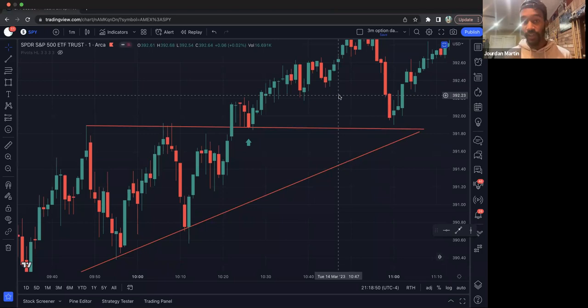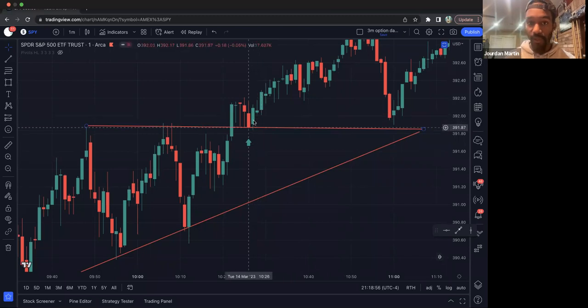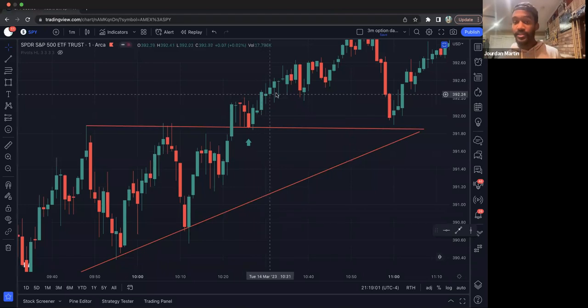Sometimes I'll even break it down to a 30-second chart. So I'm not looking for a long move. I'm looking to get in right here and catch that. Boom. Those three are good enough, right? And that's the whole scalping.